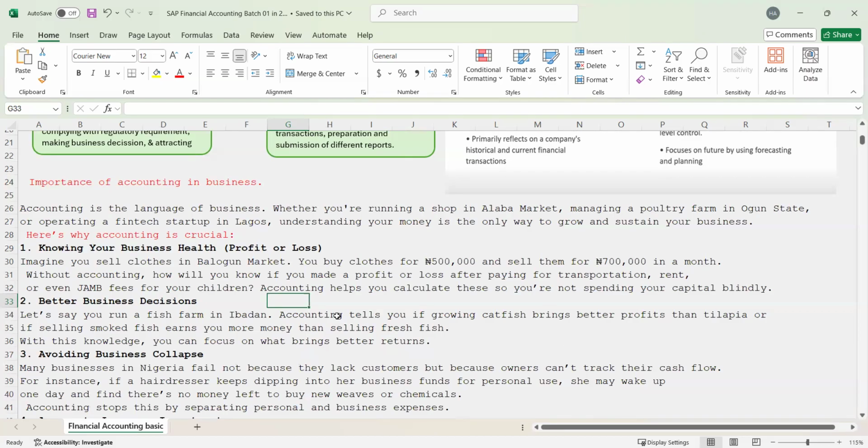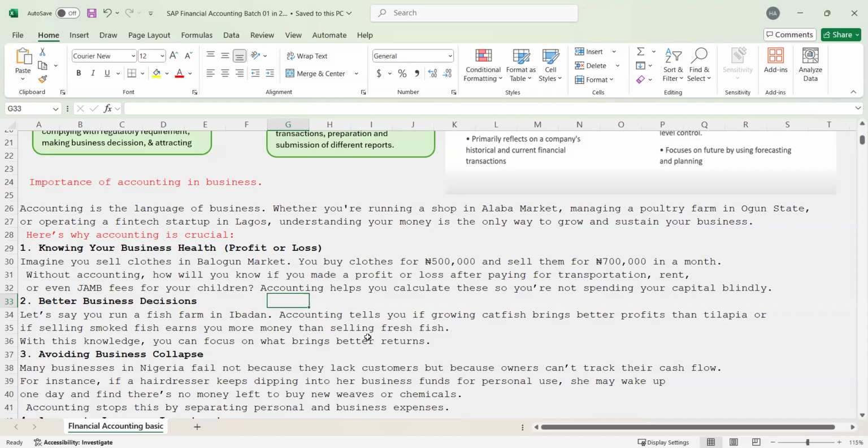Let's say you run a fish farm in Ibadan. Accounting tells you if growing catfish brings better profit than tilapia, or if selling smoked fish will earn you more money than selling fresh fish. That's what accounting will do.